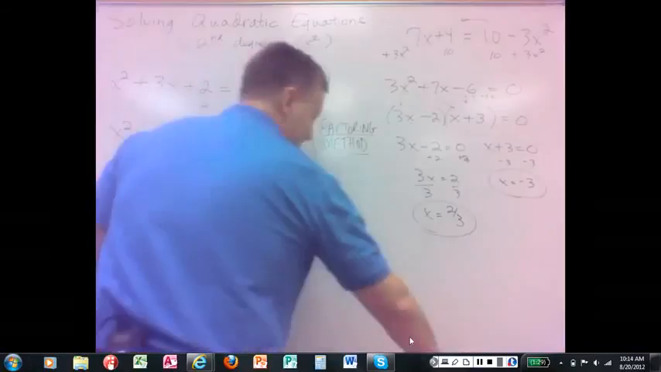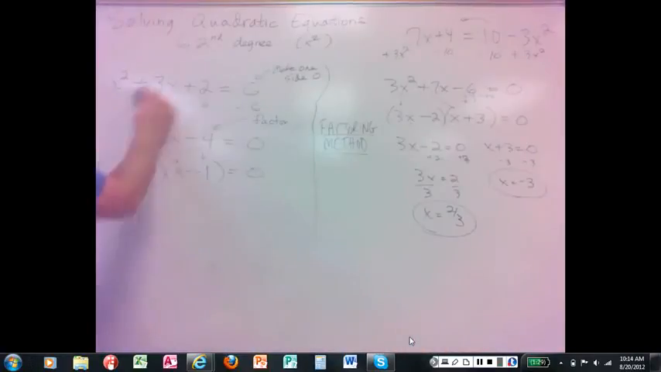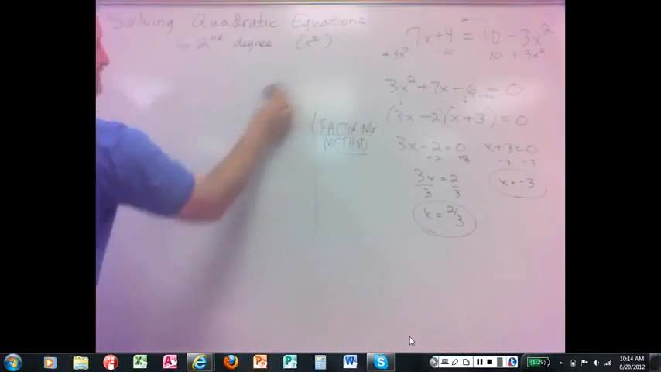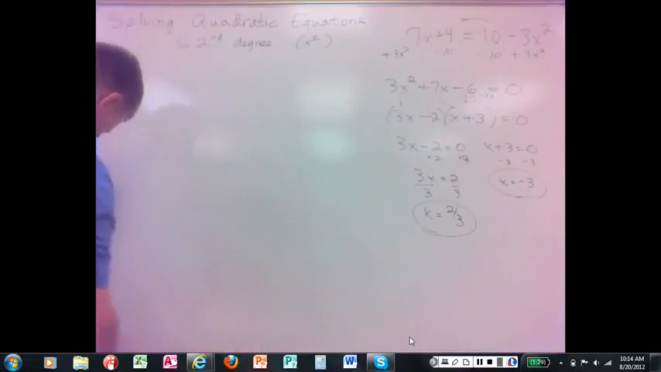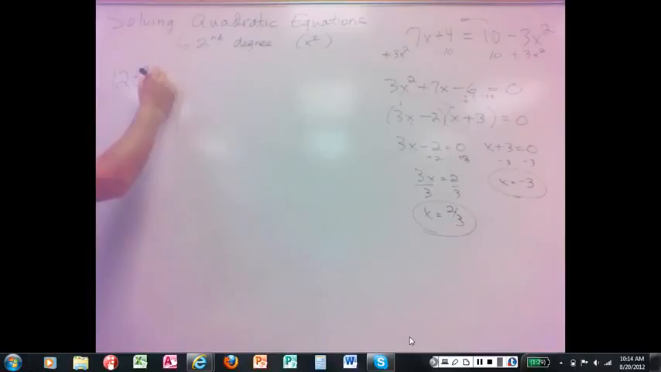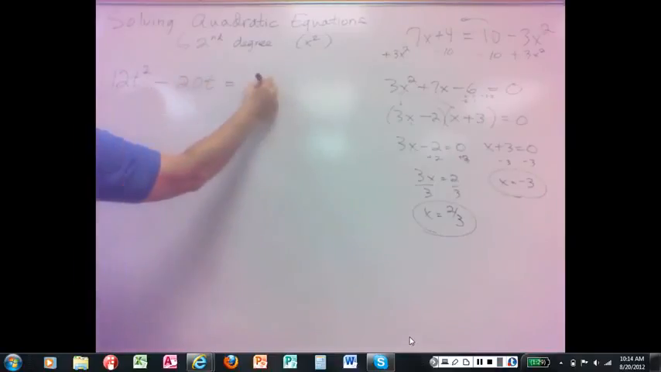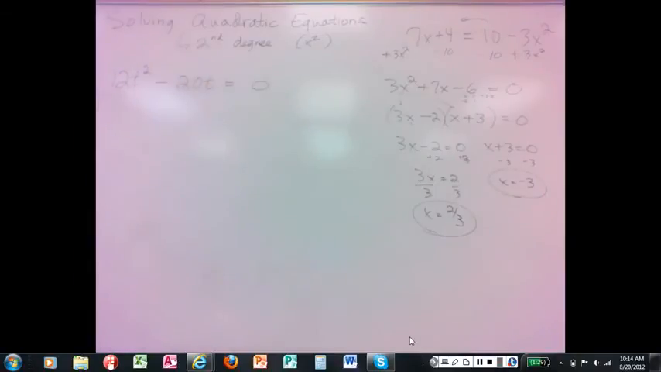All right. What about this one? 12t squared minus 20t equals 0. Is that one doable by factoring? Yep, I want to do factoring on that one. This one actually starts out with one side 0, so all I have to do is think about factoring the left side. And how would I do that?